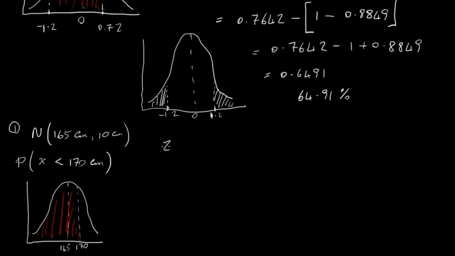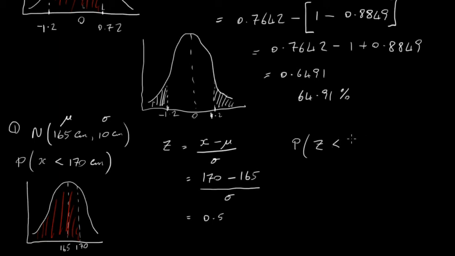So first, we've got to convert this x value to a z value. We use the formula: our x value minus our mean, divided by our standard deviation. Our x value is 170, and our mean is 165. We want to see how many standard deviations 170 is from our mean, so we divide by the standard deviation. When you calculate that, you get 0.5. So really what we're looking for is the probability that our z value will be less than 0.5.